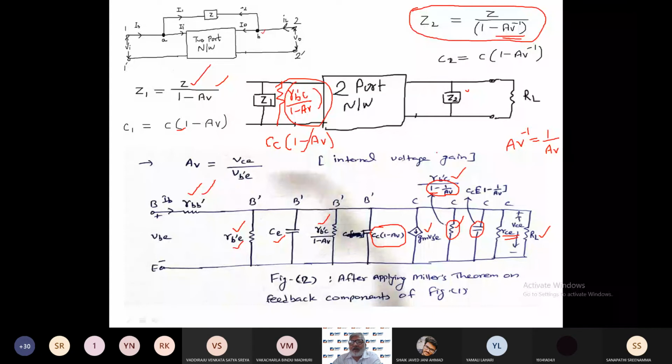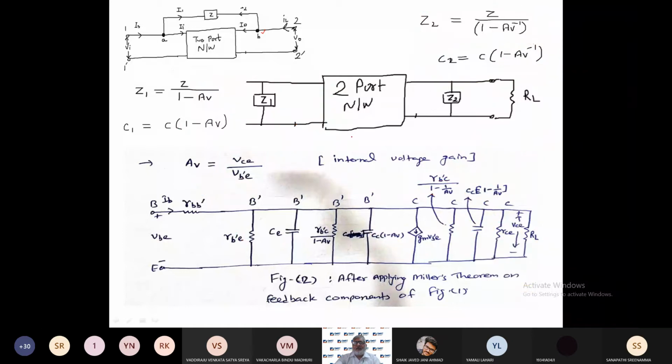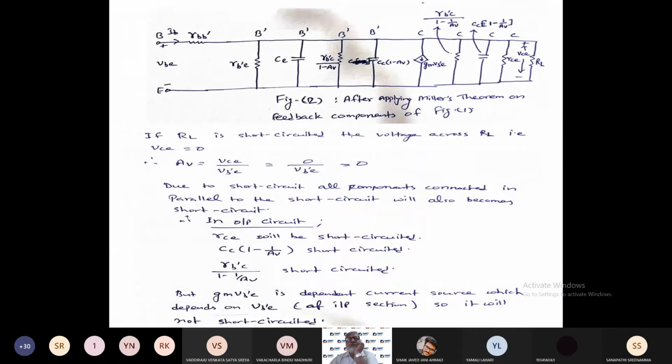Same way for the capacitor also I have written this value by using Miller's. So this value I got from this expression, right? So the value of this capacitor is CC multiplied by 1 minus AV inverse, right? So these values we have written. Okay, simply we have applied the Miller's theorem. Okay, so after Miller's theorem, this figure we are having, right? So this is the figure after applying Miller's theorem on the feedback component of figure 1.